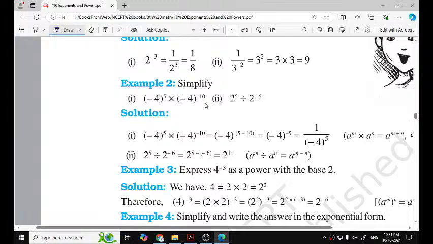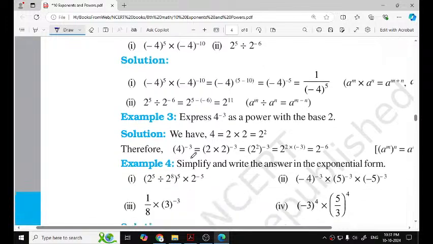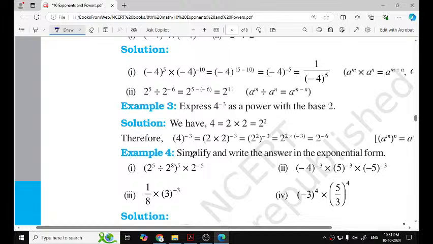Now here the bases are same and it is multiplication of the numbers, so we can add the powers. Here there is division, so subtraction of powers as bases are same.